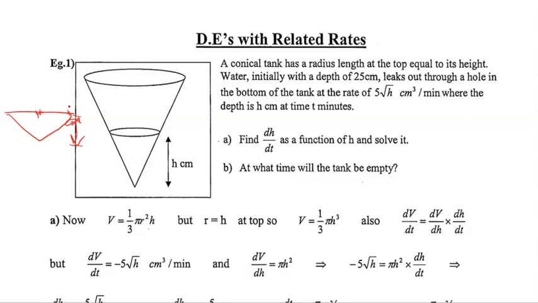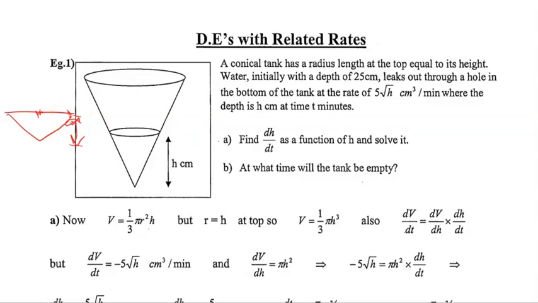All right, now water initially at a depth of 25 centimeters leaks out through a hole in the bottom of the tank at the rate of 5 times the square root of the height, cubic centimeters per minute. So it's the volume of the water coming out, where the depth is h centimeters at time t minutes. What we want to find is dh/dt as a function of h and to solve it. That's our first thing. And then part B, at what time will the tank be empty?